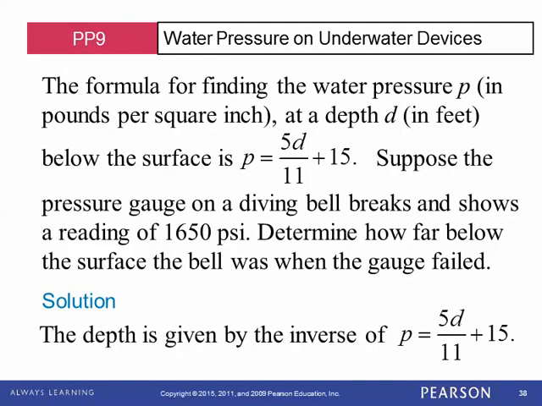Okay, so for our practice problem number 9, we got the same thing, except we have 1650. So can you first, again, just for practice, solve P equals 5D over 11 plus 15 for D first? And once you got the depth equation, then plug it in to figure out what feet you are in. But let's see, 1650 psi, that's quite a bit. The tire pressure inside your car tire is about 30 to 40 psi. So you can kind of imagine how much pressure there is here.